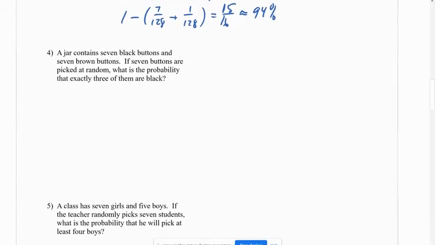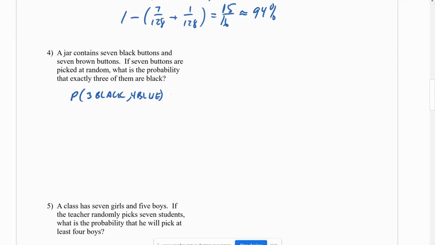Number 4. We have 7 black buttons and 7 brown buttons. If 7 buttons are picked at random, what is the probability that exactly 3 of them are black? Probability of 3 black means that 4 are brown. So even though it doesn't say that 4 have to be brown, that's implied in the problem.